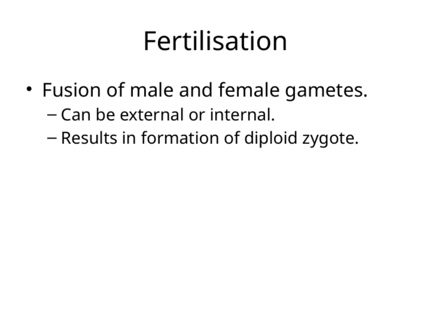The key point here is that this fusion results in the formation of a diploid zygote. This zygote contains a full set of chromosomes, combining genetic information from both parents. This process is fundamental because it restores the diploid number of chromosomes and initiates the development of a new organism. So, understanding fertilization helps us grasp how genetic material is combined at the very beginning of life's cycle.